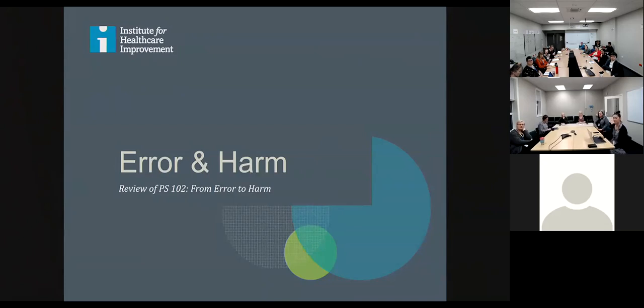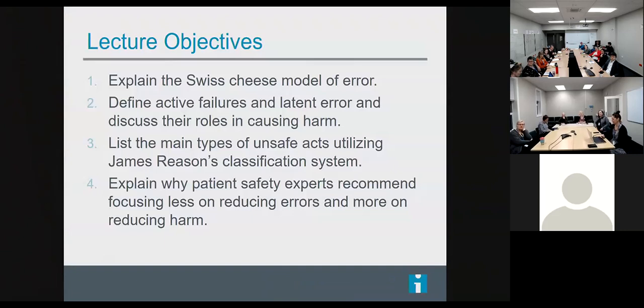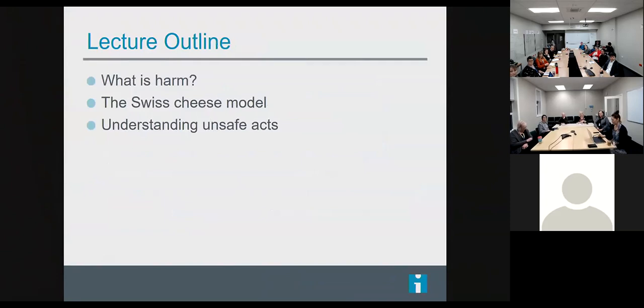Click into that. So today we're going to talk about the Swiss cheese model and how risk applies in a hospital situation. We're going to define what active and latent errors are and go over why patient safety recommends focusing on reducing errors to reduce harm. I'm not one for reading directly off slides, so I'm going to trust that you can all read.